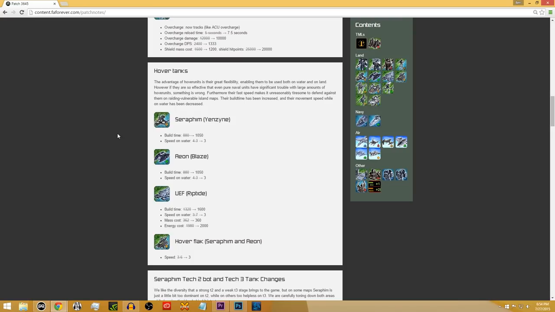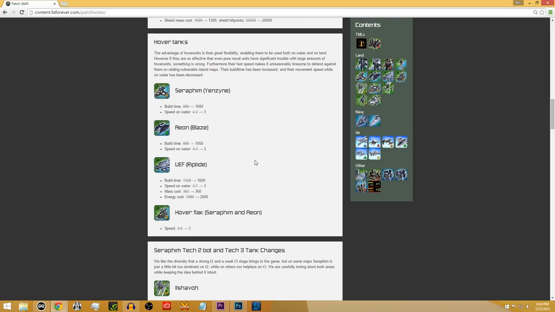We've been having some major problems with the hover units because it's gotten to the point where they're almost as strong or stronger than some of the navies. And what has been done is the hover tanks now have their full speed on land. So you can still use them as a fast raiding unit, but they have a speed roughly the same as land tanks on the water.